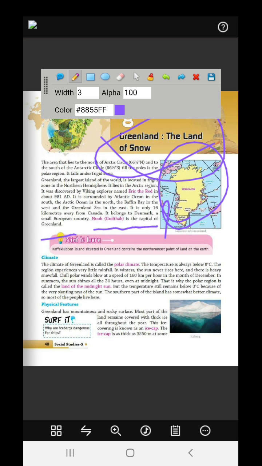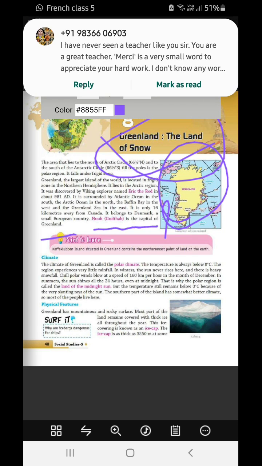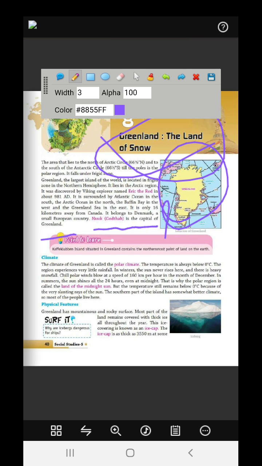But does that mean that temperature is very high in summer? No, the sun is shining 24 hours, but the rays are slanting. So, no difference actually. It's below 0 degree obviously, and it's only a little above that of winter. The temperature still remains around 0 degree because of the very slanting rays of the sun.